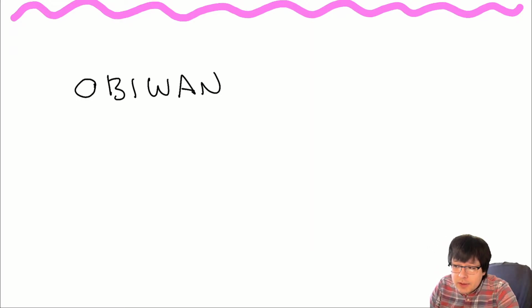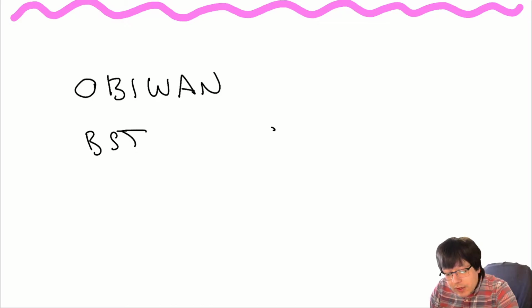And we are going to do it for a binary search tree. Actually, let's do a normal binary search tree, and then we're going to do an AVL binary search tree. So this is a normal binary search tree. I'll do that really fast. I'm not going to waste time on it.